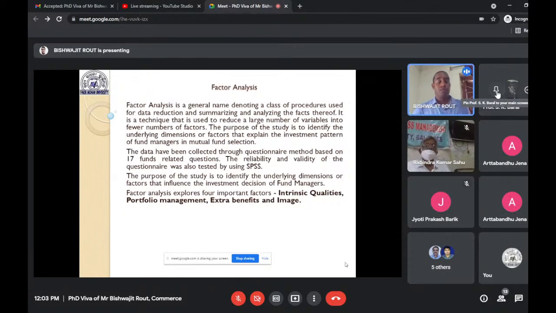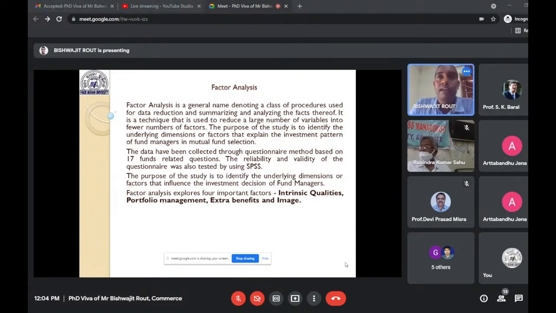And for objective 5, factor analysis has been applied. Factor analysis is a general name denoting a class of procedures used for data reduction and summarizing. It is a technique used to reduce a large number of variables into a fewer number of factors. The purpose of this study is to identify the underlying dimensions of factors that explain the investment pattern of fund managers in mutual fund selection. Actually, objective 5 is created only to know the factors that influence the investors.